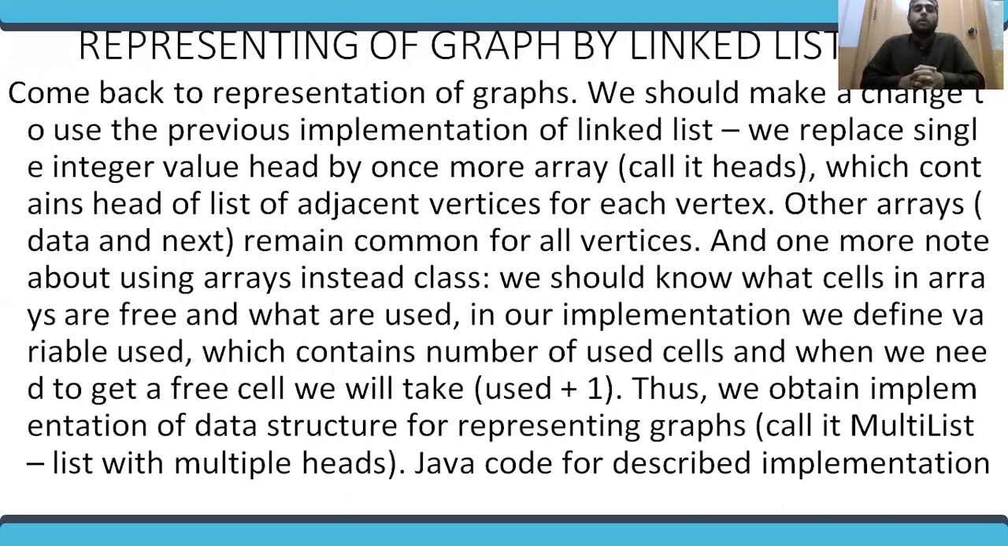And one more note about using arrays in this class. We should know which cells in the array are free and which are used in our implementation. We defined a variable used, which contains the number of used cells, and when we need to get a free cell we take used plus one. Thus we obtain the implementation of the data structure for graph representation.